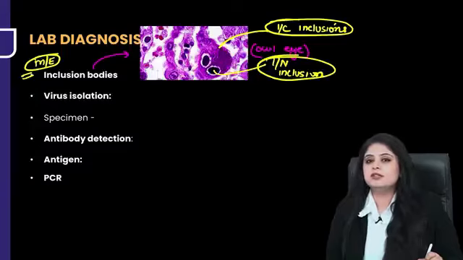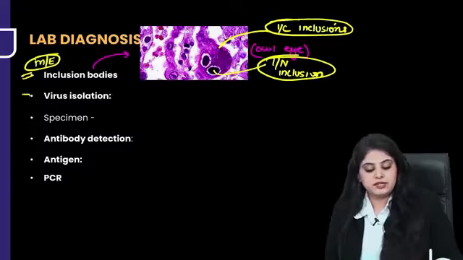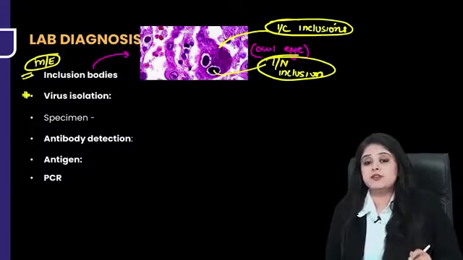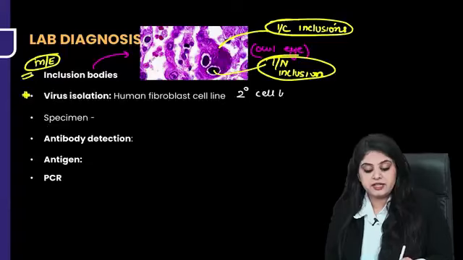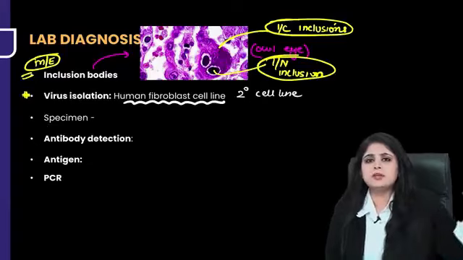But microscopic is never the final thing. Now you have to isolate the virus. I have taught you in general virology. How do you isolate the virus? What is the cell line? We were using a secondary cell line known as the human fibroblast cell line. And from where will we get the patient sample?